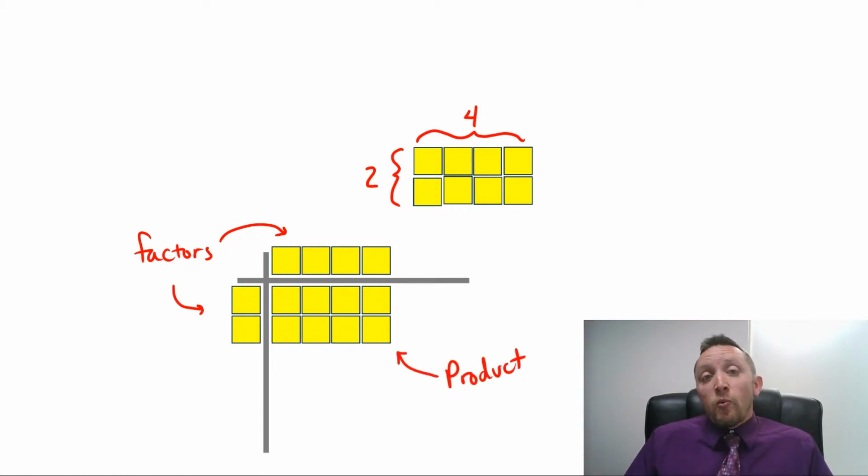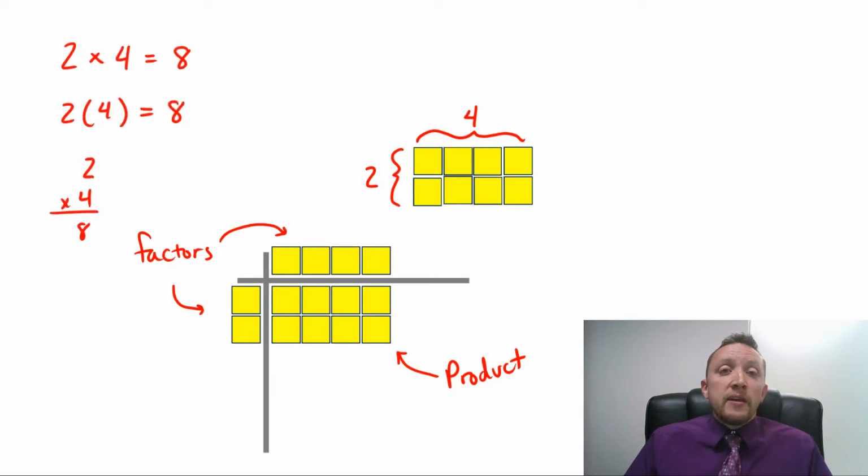Now there's a couple different ways that we could write this out. We could say that 2 times 4 would equal 8. We could say that 2 parentheses 4, meaning that we would multiply 2 times 4, would be 8. And we could also represent it vertically by saying 2 times 4 would be 8. And all three of these would be different ways that we could write multiplying these numbers together.